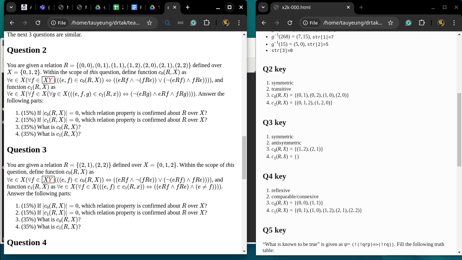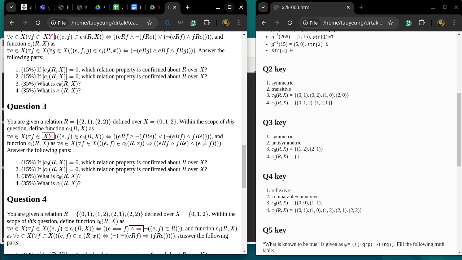Any other questions? Okay. So are we good with question number two? Okay, all right. Moving on to question number three. For question number three, the only correction is once again the y should be an x. And symmetry is the same as number one. And then this one has a different C1.